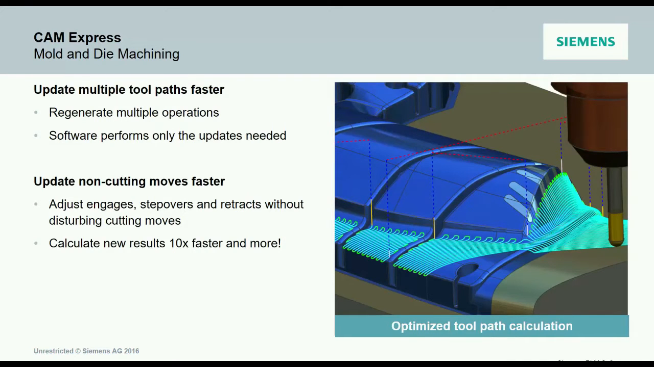We're able to update multiple toolpaths faster by regenerating only operations that are out of date. So we could select a toolpath group that could contain 100 or so different operations, and if only 20 of them are out of date, we can select the program group, say regenerate, and it will only regenerate the operations that are out of date. And we update our non-cutting moves faster. We've now separated the generation of the cutting moves and the non-cutting moves. And if you need to make a change to a complex toolpath that say it has thousands of lines of cutting motion, we can regenerate the non-cutting moves up to 10 times faster.